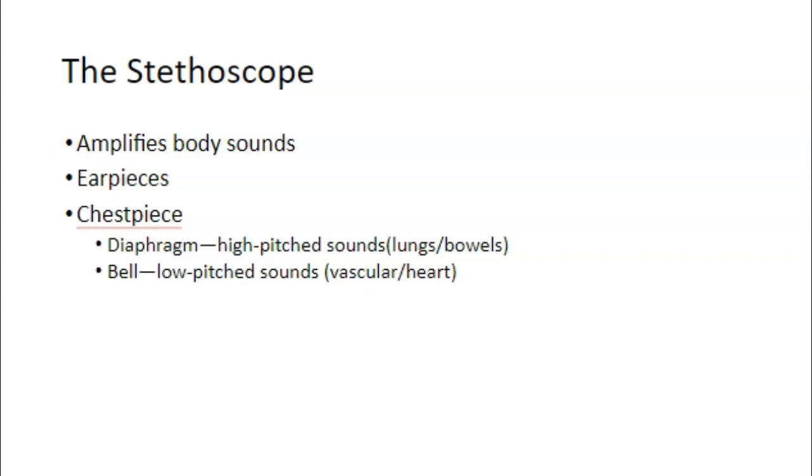The diaphragm is ideally used for higher pitch sounds, which would be the lung and the bowels. The bell is for lower pitch sounds, which are vascular and heart sounds. However, when we actually take a blood pressure reading, we're generally going to use the diaphragm, okay? And you're going to want to hold the diaphragm down. You don't really want to put the thumb over the top, because sometimes that can cause unusual sounds when you're listening, so you're generally going to have to push down and not use your thumb, and we'll once again go through this in class, okay?